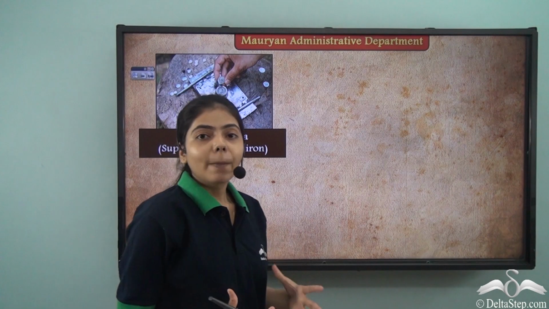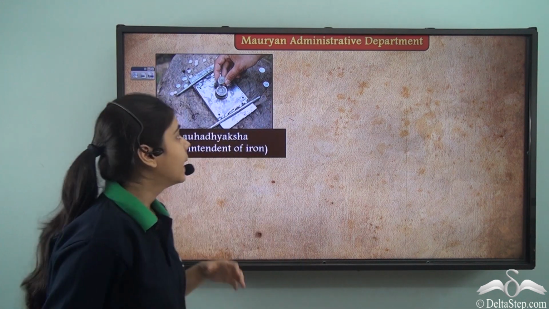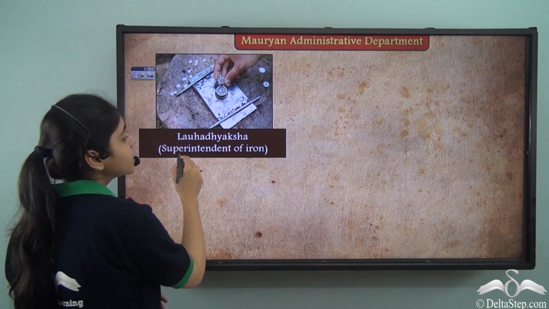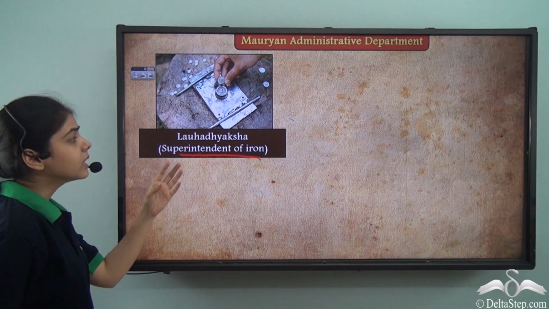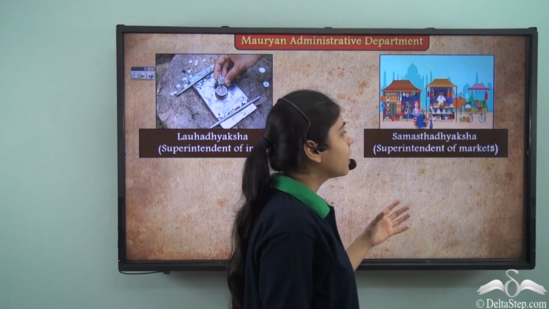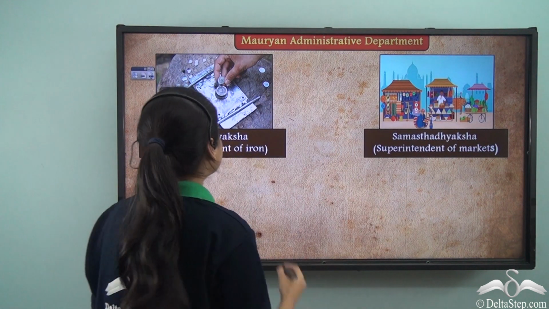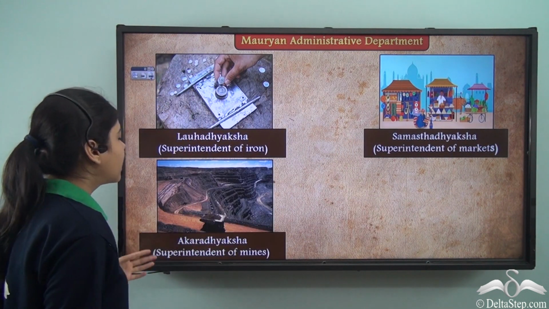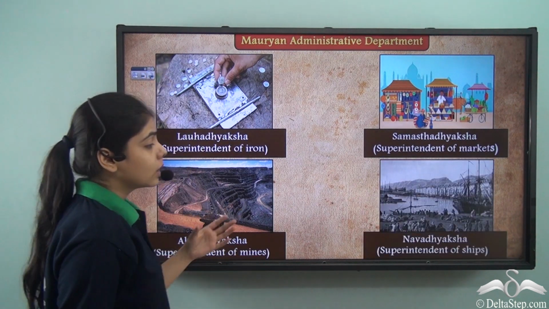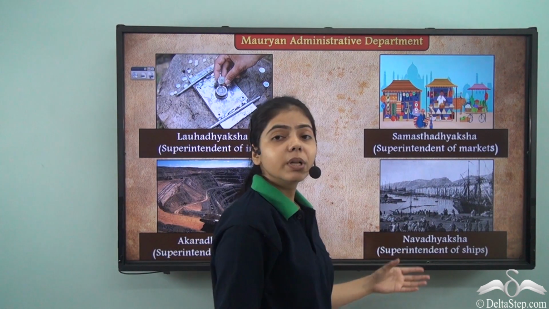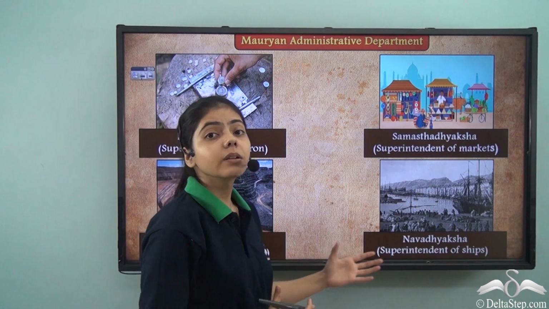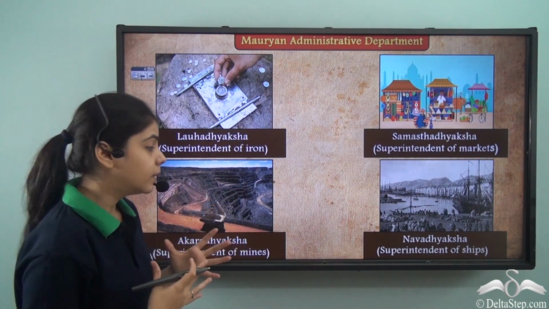Now there are different departments in the Mauryan administration, like we have the department of Loha, which means iron, and it is headed by the superintendent of iron, who is also known as the Loha Adhyaksha. Now we also have the Samastya Adhyaksha, or the superintendent of the markets. We also have here Akara Adhyaksha, or the superintendent of the mines, and we also have Navadhyaksha, or the superintendent of the ships. So you see how there were different people who were heading different departments, ensuring the smooth running of the administration.